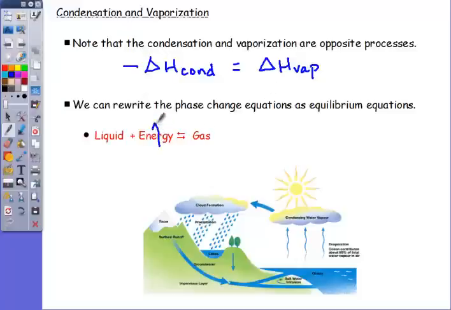Like we did before, if I increase energy, I'm going to make more gas. According to Le Chatelier's principle, my equilibrium will shift to make more gas. And you know that the reverse is true. If I take energy away from my system, my equilibrium will shift to make more liquid.